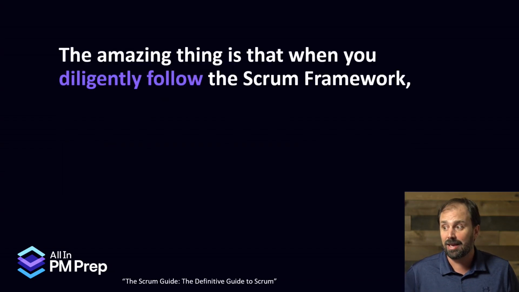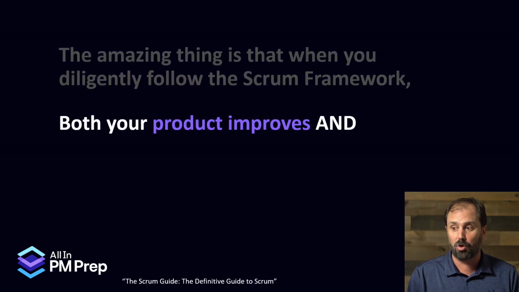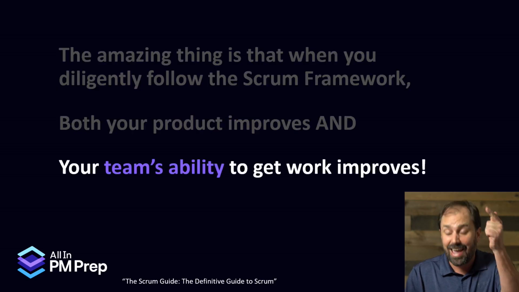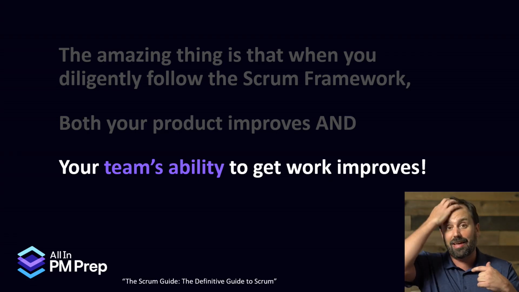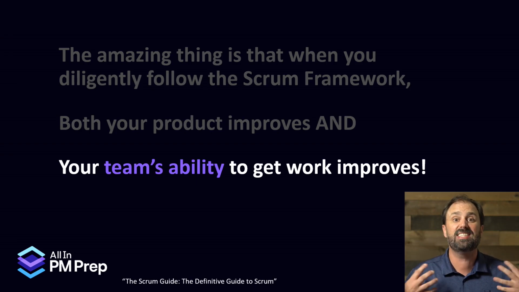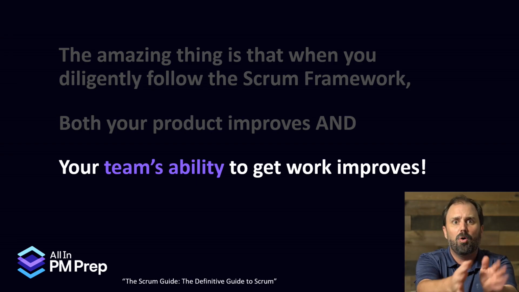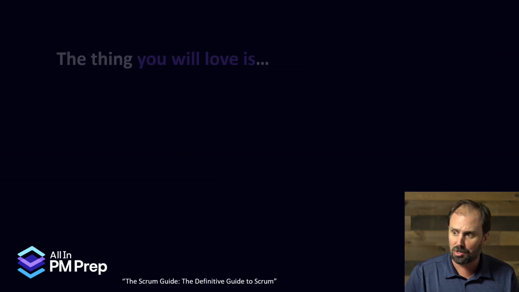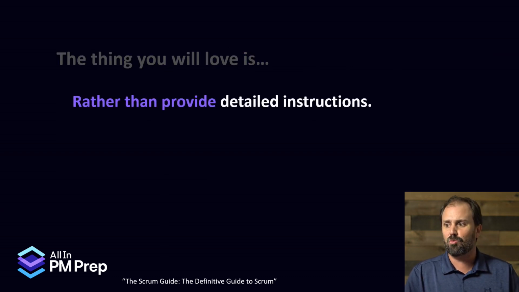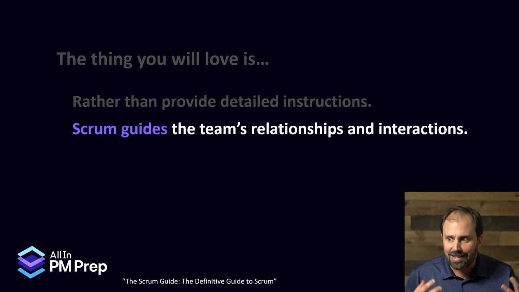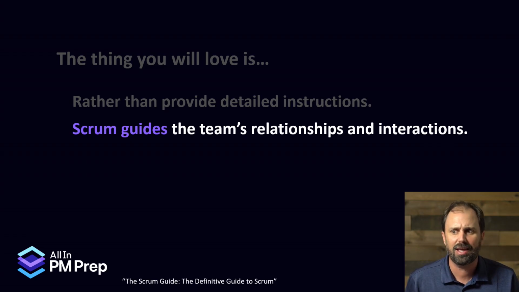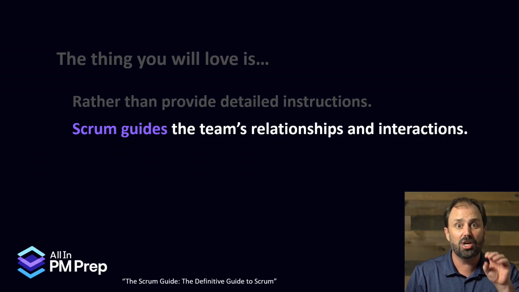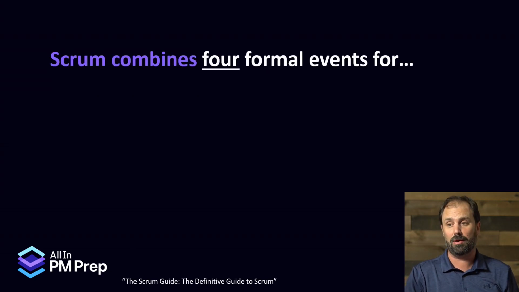Now, the amazing thing is that when you diligently follow the Scrum framework, both your product will improve and your team's ability to get work improves as well. So it improves your product, and there's a continuous improvement aspect to it where your team gets stronger, tighter, and more capable through the process. Sounds pretty good, right? So let's learn some more. Now, the thing you're gonna love is that rather than providing detailed instructions which overwhelm you, Scrum guides the team's relationships and interactions through these events and the way they operate, okay? So it's more about relationships and interactions to get an effective outcome. That's what we're looking for.